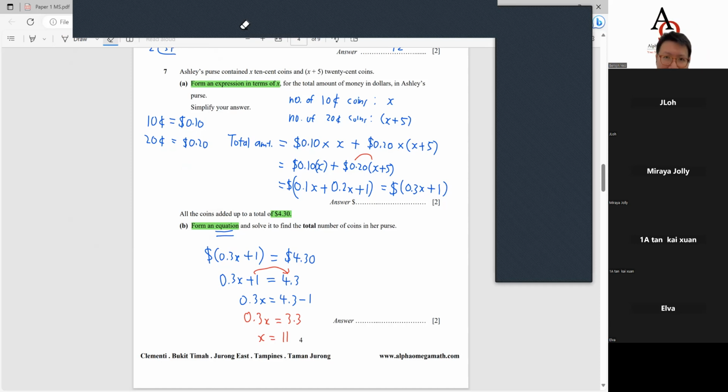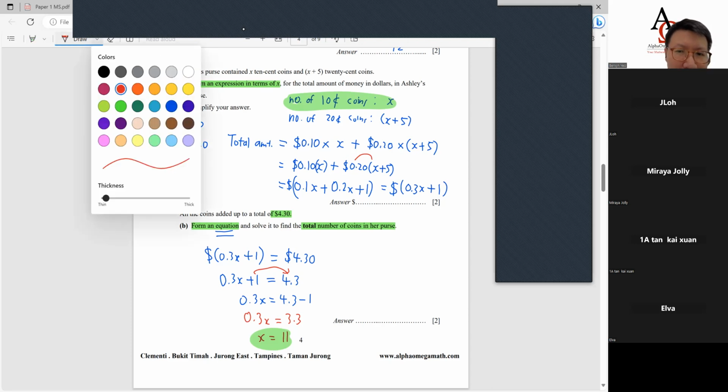But wait, are we done yet? No, right? What is X actually? Always ask yourself, what did the question say, or what do you allow X to become? X is not the final answer. They want the total number of coins in the purse. X is just the number of 10-cent coins. We still need to add the number of 20-cent coins.